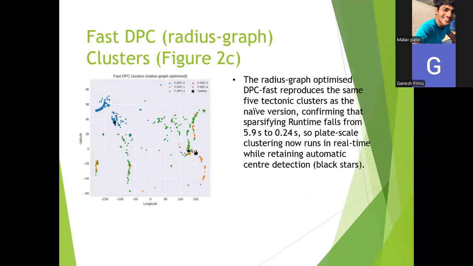Now, here's the optimized version, DPCfast. It gives the same five clusters as the original DPC, but much faster. The key difference is that it uses a sparse radius-based graph to avoid computing every pairwise distance. As a result, it runs in real time and still keeps the core strength, like automatic cluster center detection. This makes DPCfast perfect for daily analysis in seismology.